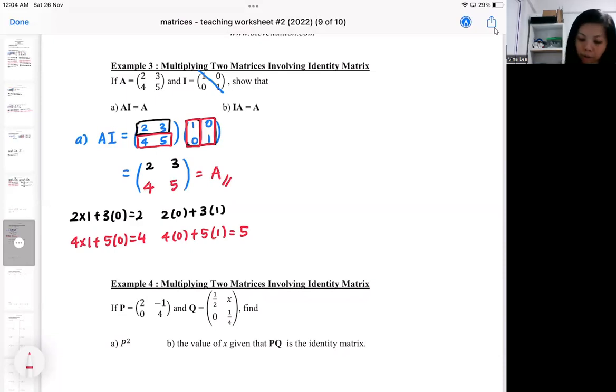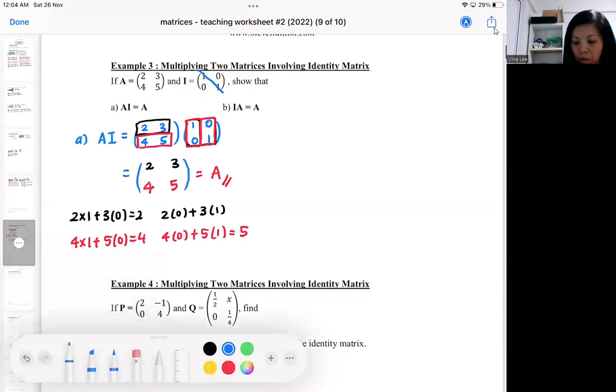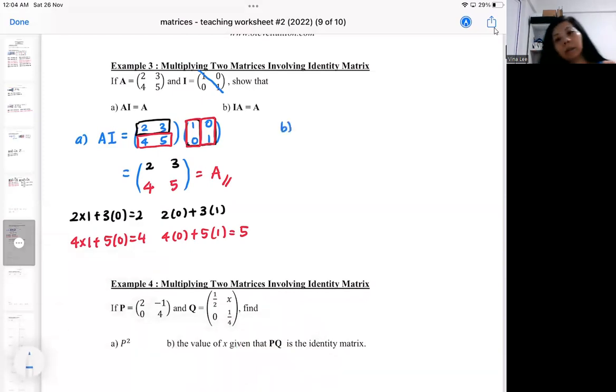Okay, so let's try this one. Remember just now, before I started example 1, I was telling you that the order of matrix multiplication does matter. It is only in the case of an identity matrix that such a thing will happen. So right now I'm going to show the other way around and see whether we get the same answer. We can get the same answer only when it involves an identity matrix. Other than that, you will not get the same answer.